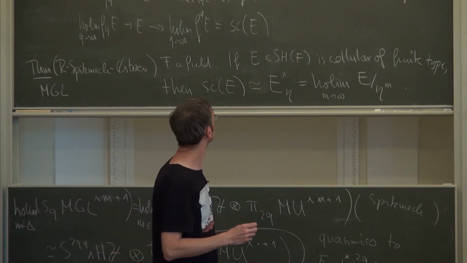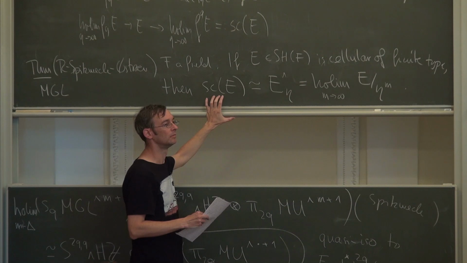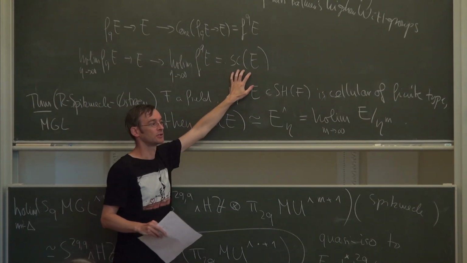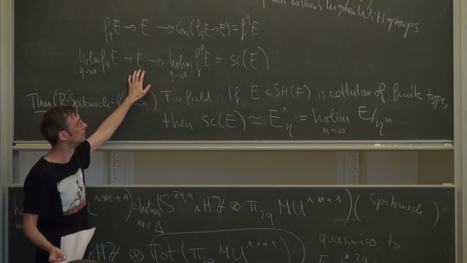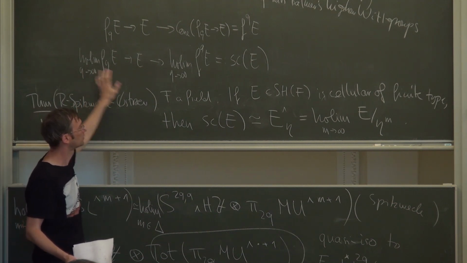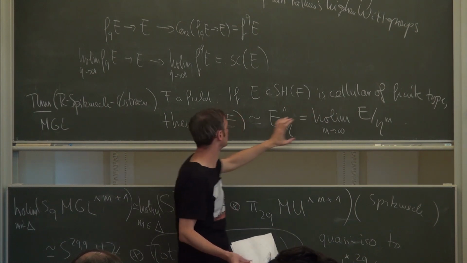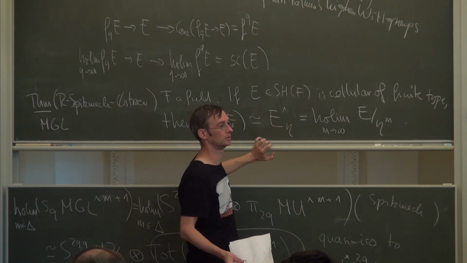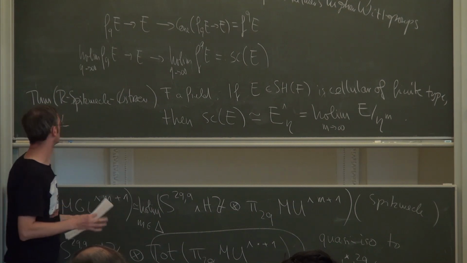We would like this slice completion to be the same as E, but in general it is not. This homotopy limit is the obstruction. With this theorem we have a different description of the obstruction, namely this is the fiber of the map to the eta completion. And therefore, for example, for MGL as a cellular spectrum, the limit is of MGL mod eta to the M.